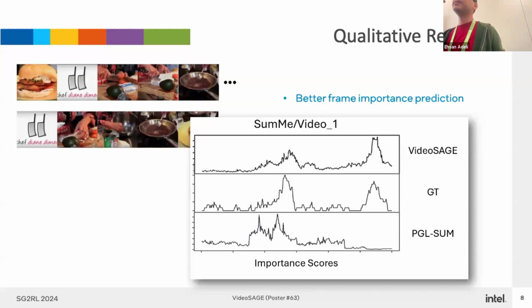On the other hand, we have the importance predictions on the right. In the middle, we have the ground truth. On top are our predictions from VideoSAGE. At the bottom, we have PGL-SUM, which is the state of the art, for comparison. By the way, in this specific example, this video got a better F1 score on PGL-SUM. But as you can see, our predictions resemble the ground truth importance scores way better. So that's another example of why correlation metrics are better.